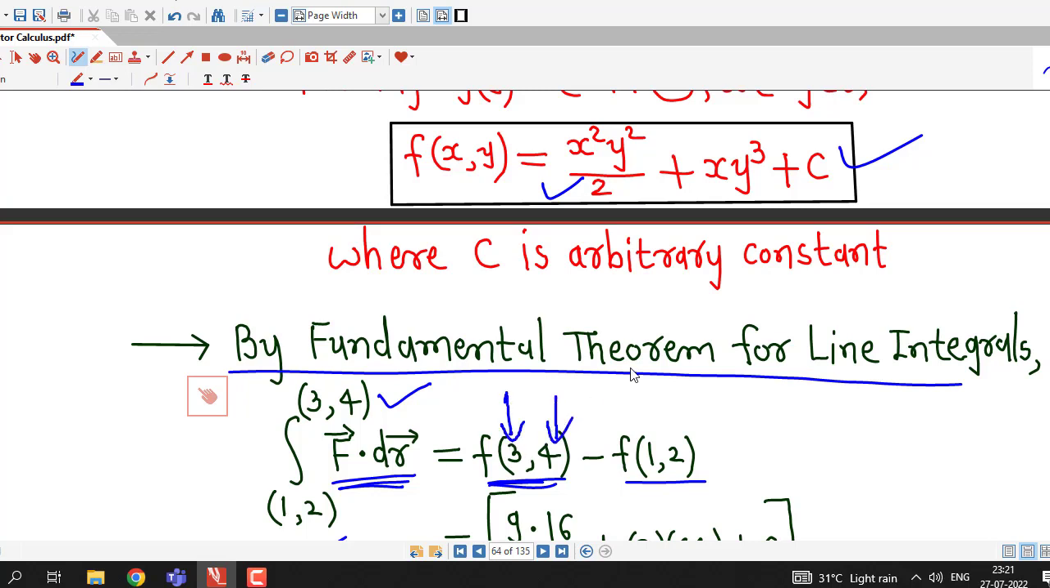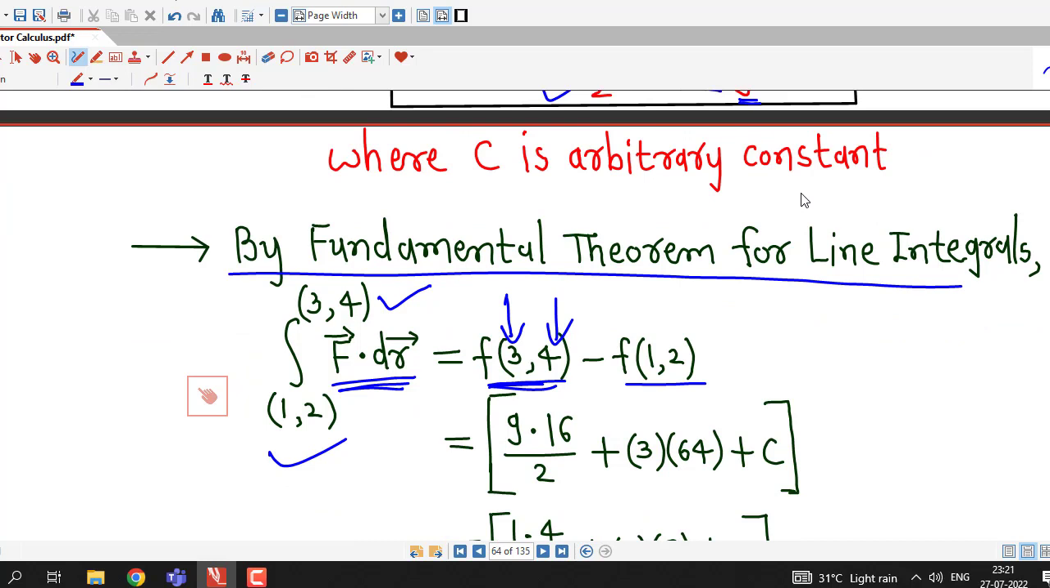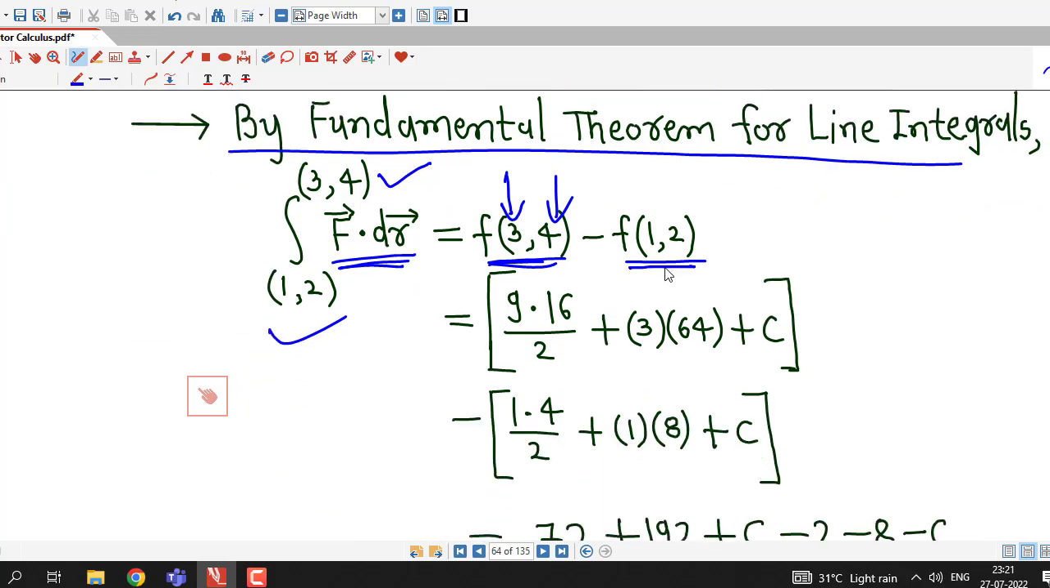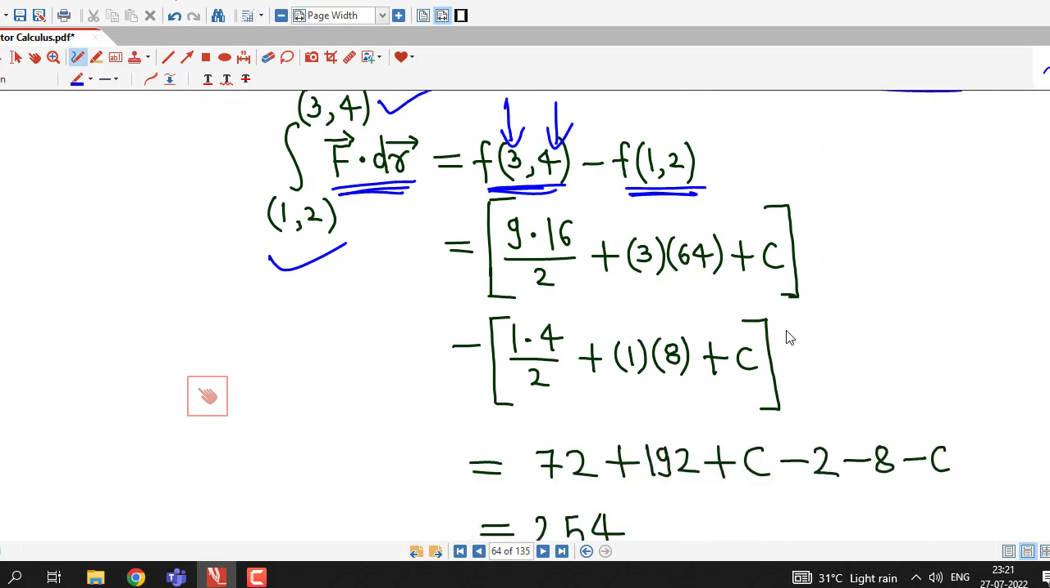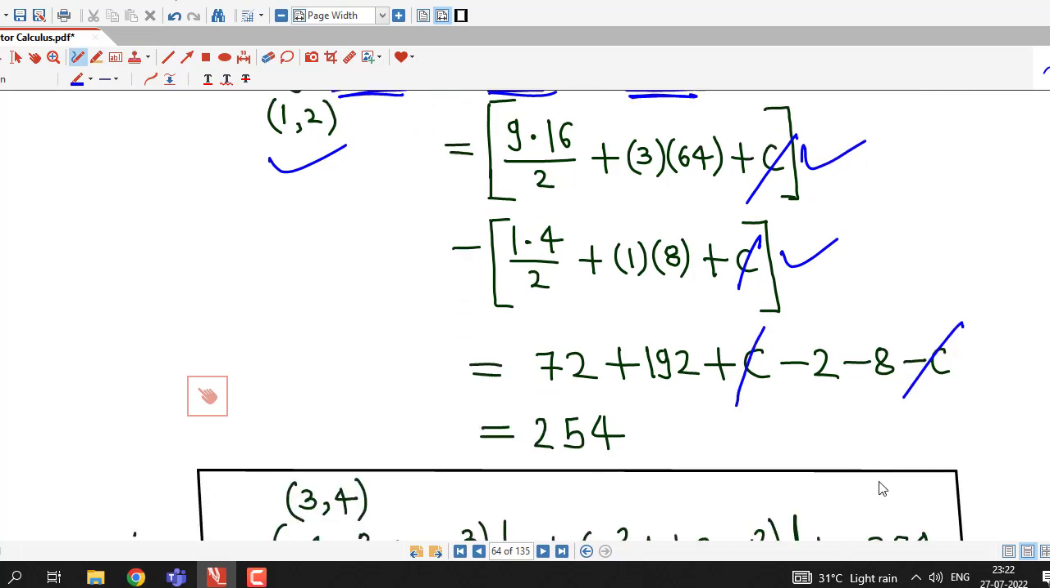So in that potential function, first we put x equal to 3, y equal to 4. For x equal to 3, here we will have 9, this will give me 16 divided by 2, plus 3 into 4 raised to 3, plus c. So that we have written here. Similarly, the value of the potential function at point 1, 2. So x is 1, y is 2. So here we have 1 into 4 divided by 2, plus 1 into 2 raised to 3, that is 8, plus c. And if we simplify all these things, c will get cancelled here. We can write it here also, and the value of the line integral is 254.